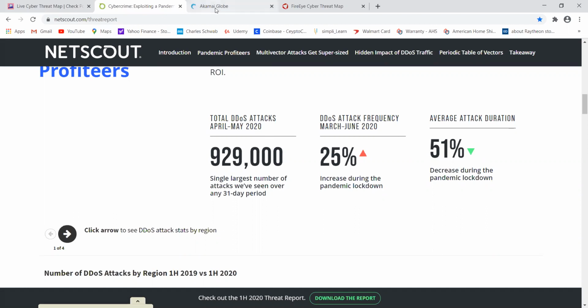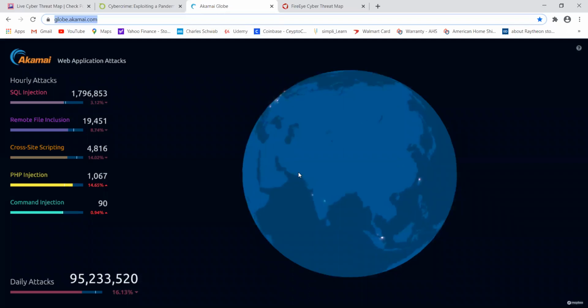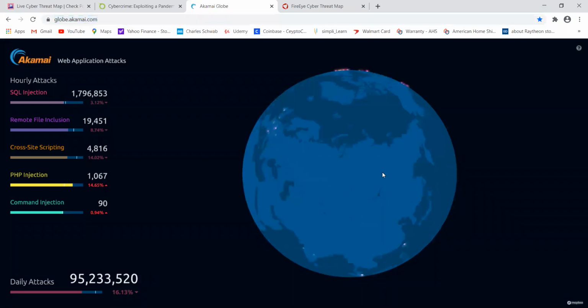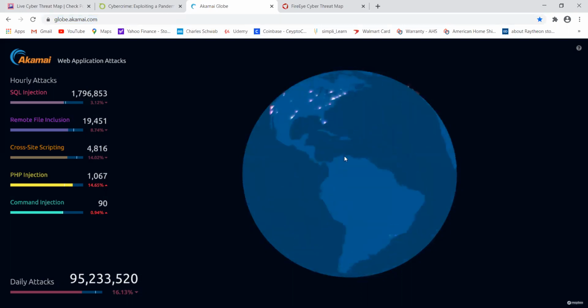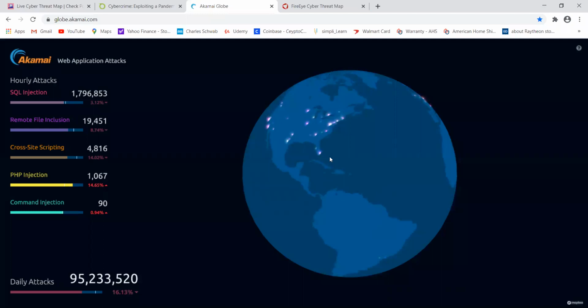Let's go to the next slide also. We'll see a global map. And this is from Akamai, web application attack. And what you can do, you can actually play with it. So see with the cursor, and you can move it. And it'll start showing who is attacking who.